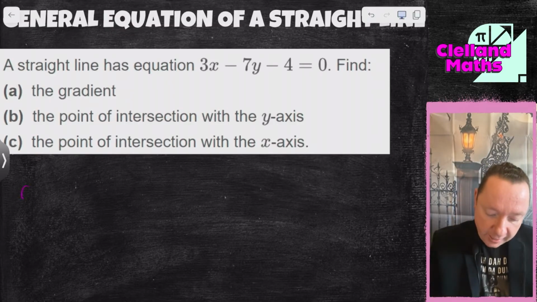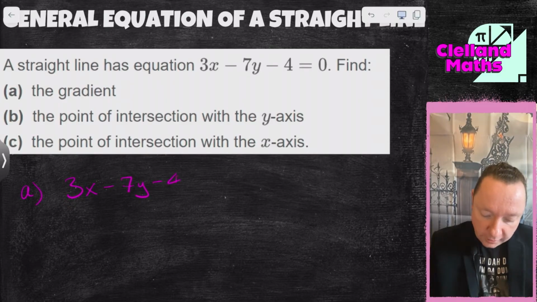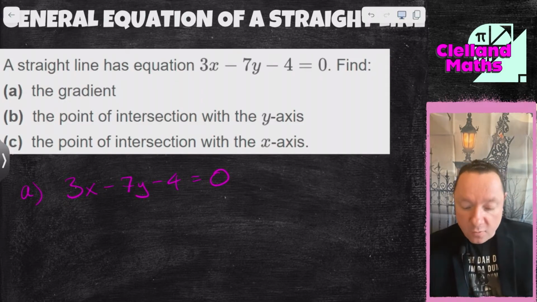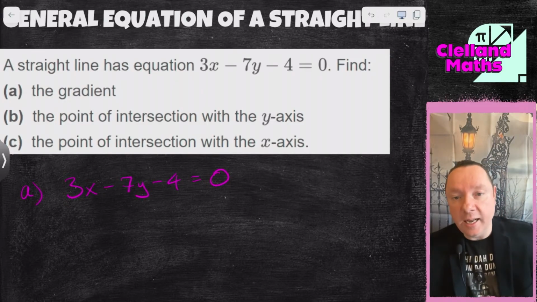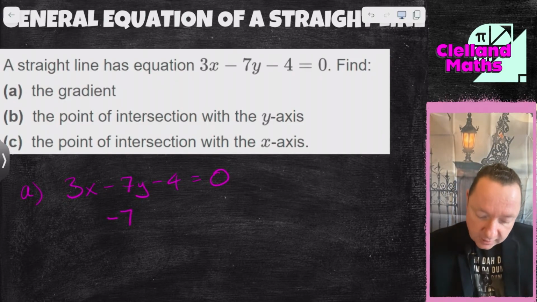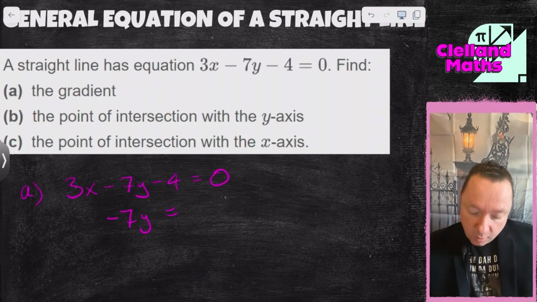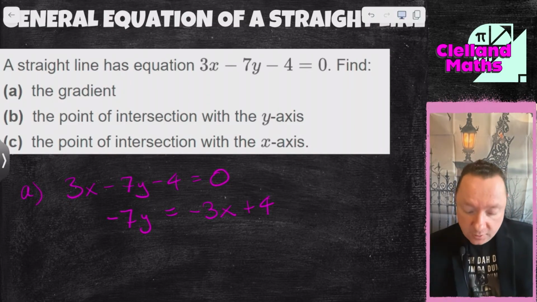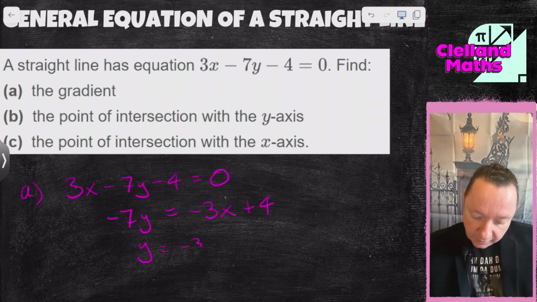So let's start with A. We've got 3x minus 7y minus 4 equals 0. Well, I'm going to move everything that's not got a y in it to the right-hand side. So leaving the minus 7y alone. 3x is positive because there's no sign in front, so that becomes minus 3x. And minus 4 becomes plus 4. Now I can divide by minus 7. So I've got minus 3 over minus 7x plus 4 over minus 7.